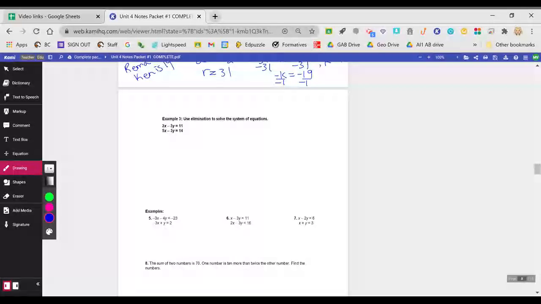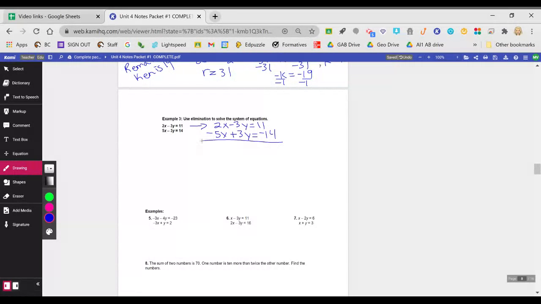So I always like to think about it that I'm going to multiply the bottom one by a negative. So I leave the top one alone. That's 2x minus 3y equals 11. And then I want to subtract. So the 5x becomes minus 5x. The minus 3y becomes a plus 3y. And the 14 becomes a negative 14.